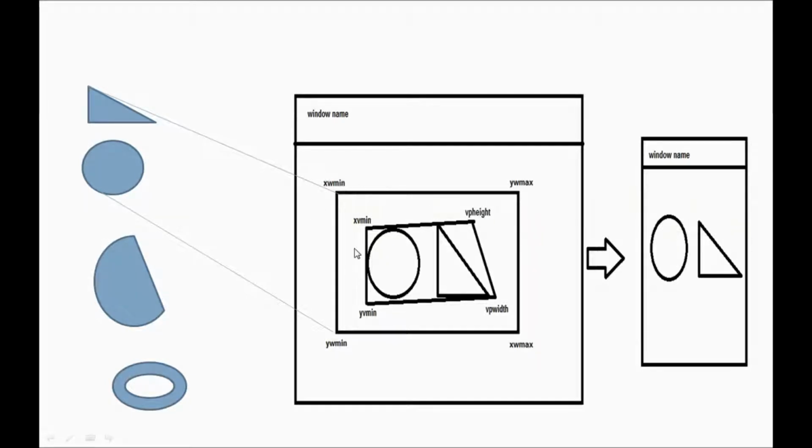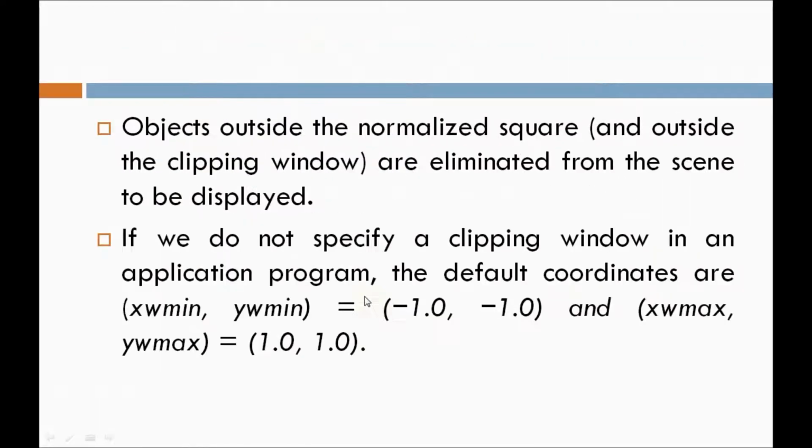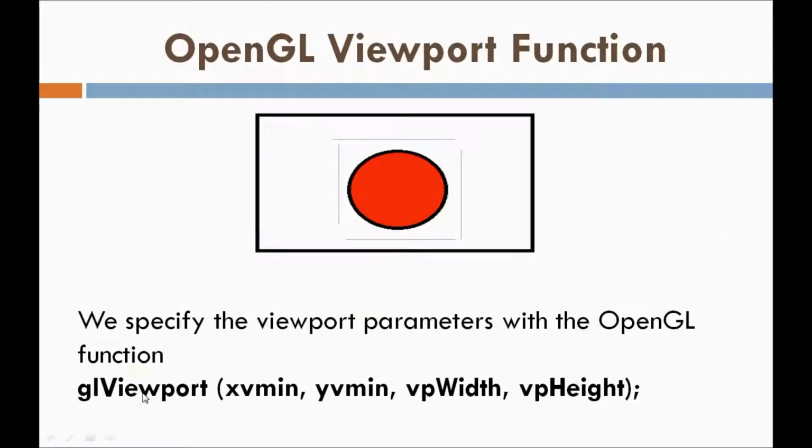Only these parameters are used to adjust the size of the image. You can see these parameters for the reference. Now, see how to set the viewport. For setting the viewport also, there is a command you can see here: XV min, YV min, VP width and VP height. So these are the parameters to use to set the viewport.